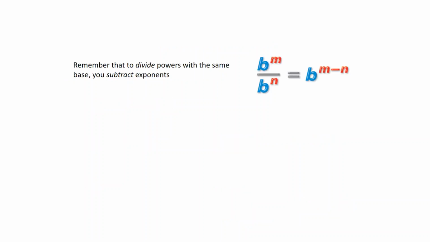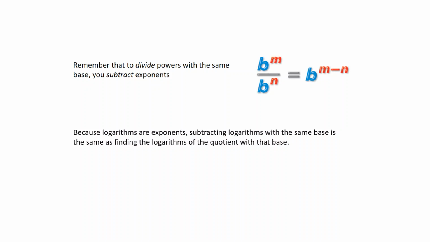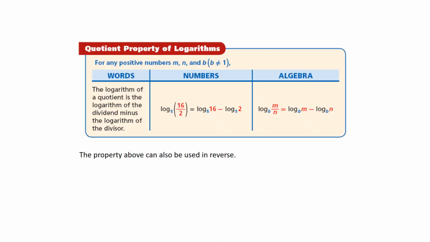All right, so let's remember that to divide powers with the same base, you subtract the exponents. So because logarithms are exponents, subtracting logarithms with the same base is the same as finding the logarithm of the quotient with that base. So here's our new property, the quotient property. Again, let's just look at the algebra of it. The log base b of m over n is equal to log base b of m minus log base b of n. Same thing we did with our original numbers when we had to subtract.